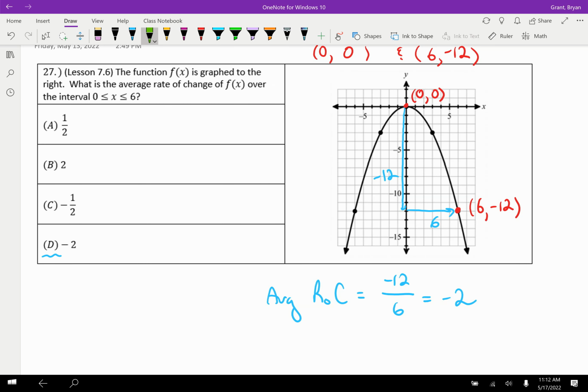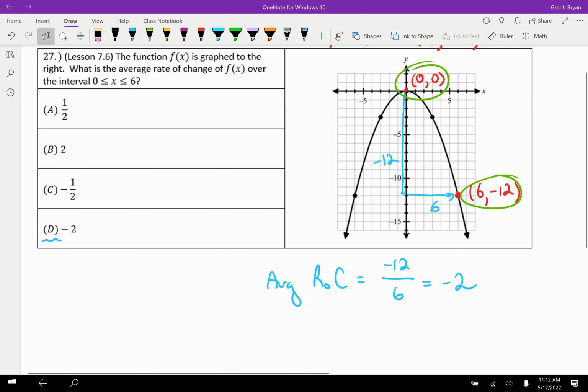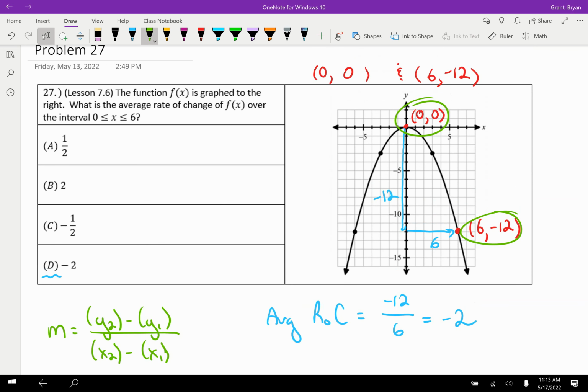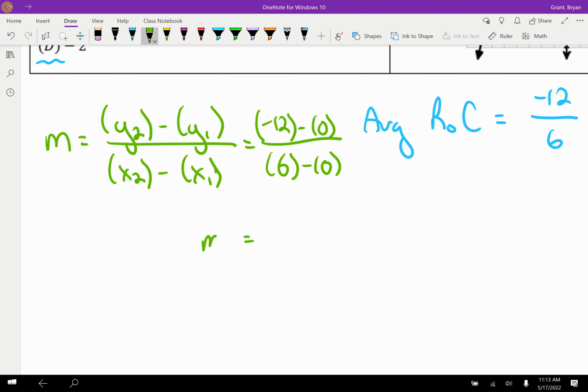The other option is if you forget how to do that, you can always take these 2 points and use our slope formula, right? Our slope formula is y sub 2 minus y sub 1 divided by x sub 2 minus x sub 1. And if we wanted to label those points, this is the first x that I come to, so I'll call it x1. That's the first y. Second x, second y. And so we're going to substitute those into our formula. Y sub 2 is negative 12. Y sub 1 is 0, divided by 6 minus 0. And as you go through and simplify this, we end up with negative 12 over 6, which is, of course, our same average rate of change.